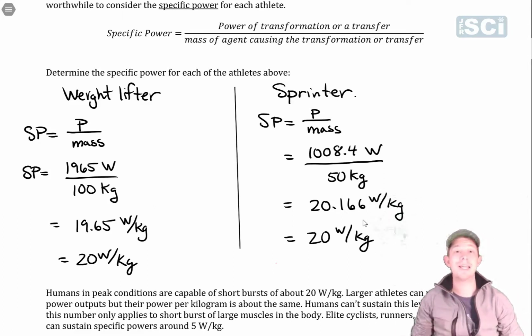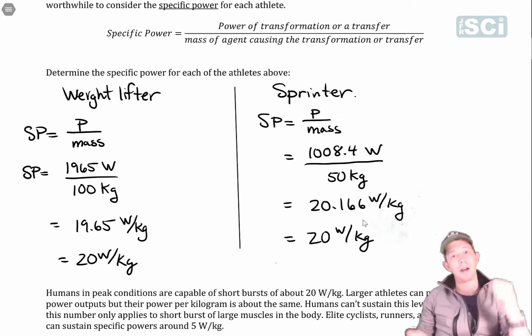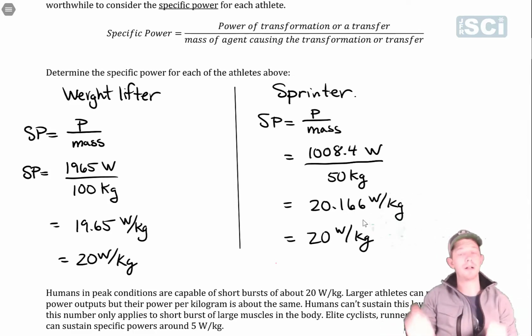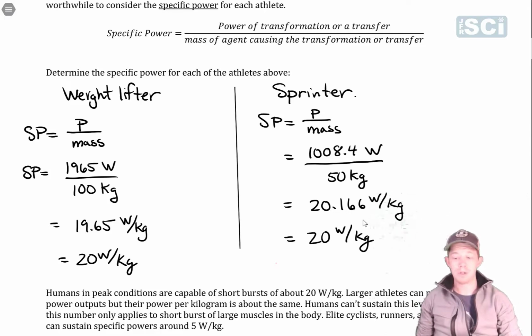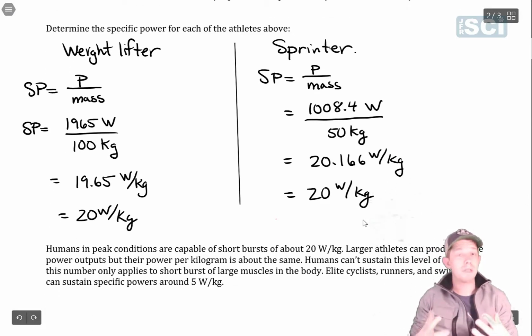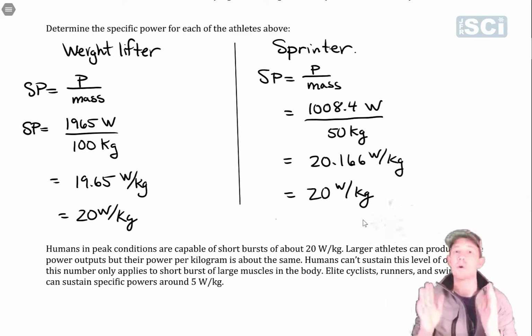They had the same specific power based off of their output power relative to their mass. So it should be pointed out that for most humans, the peak output power that we can sustain for short bursts of time is about 20 watts per kilogram. So both these athletes are demonstrating that.